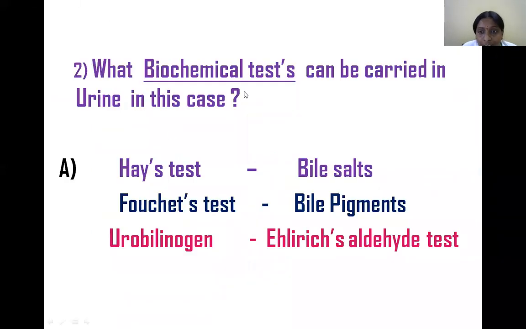What biochemical tests can be carried out in urine in this case? First, Hay's test for the presence of bile salts, Fouchet's test for the presence of bile pigments, and Ehrlich's aldehyde test for urobilinogen, which is absent here. Bile salts are sodium taurocholate and sodium glycocholate. Bile pigments are bilirubin and biliverdin, present in obstructive jaundice.